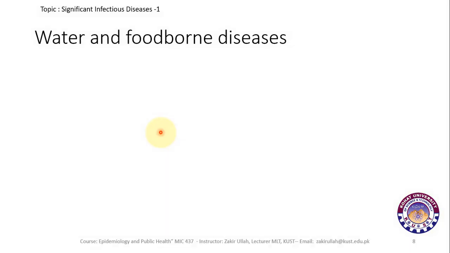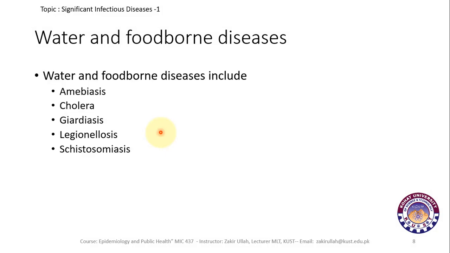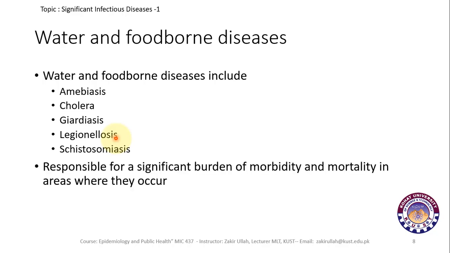Now the next is the list of the group of water and foodborne diseases. These water and foodborne diseases include amoebiasis, cholera, giardiasis, legionellosis, and schistosomiasis. These agents are all responsible for a significant burden of morbidity and mortality in the areas where they occur.